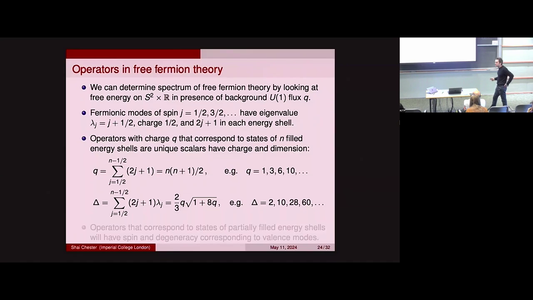So for instance, I mentioned this Q to the 3/2 scaling. Well, you can clearly see when Q is large, this goes like Q to the 3/2. But of course, because it's a free theory, you just have the exact answer. And so here are some examples of the scaling dimension you get. For other values of Q, which do not fill up these energy shells, these operators will be either non-zero spin, or they will be degenerate. And so as we're going to see, there's going to be a difference between the operators that fill up the energy shells and the operators that don't.